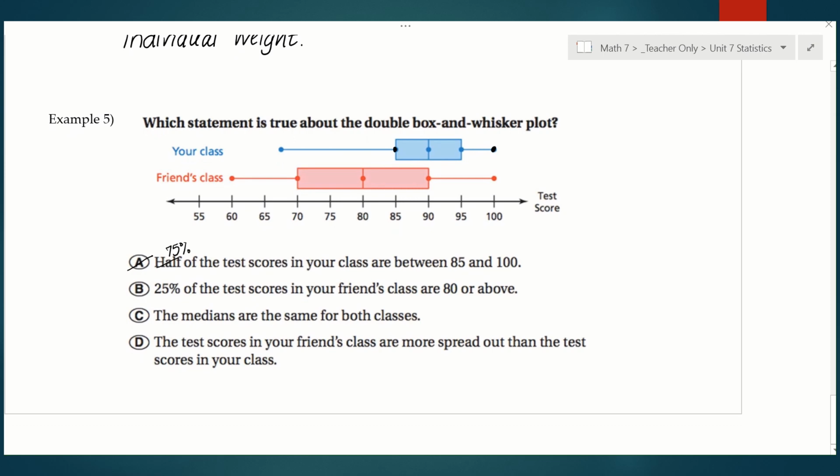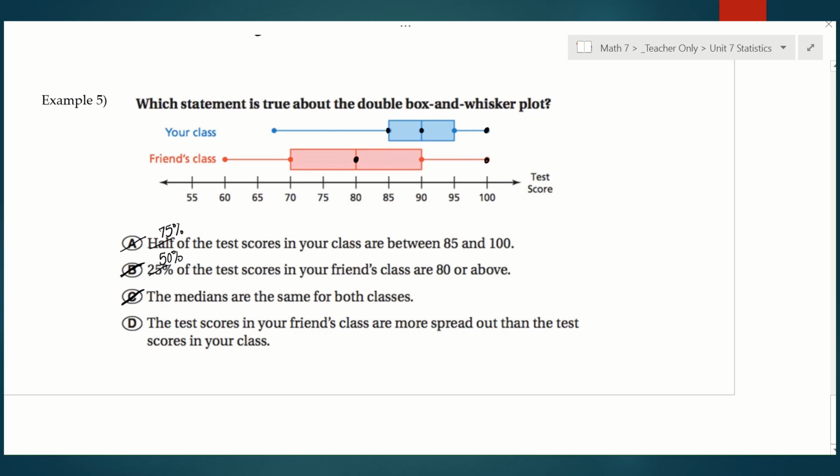Okay, for B, 25% of the test scores in your friend's class are 80 or above. Okay, so your friend's class, 80 or above. So starting at 80 and going to 100, not true. That's actually 50%. So that one's out. Part C, the medians are the same for both classes. Well, for your class, the median is 90, and for your friend's class, the median is 80. So that is also not it. So it has to be D, but let's make sure.